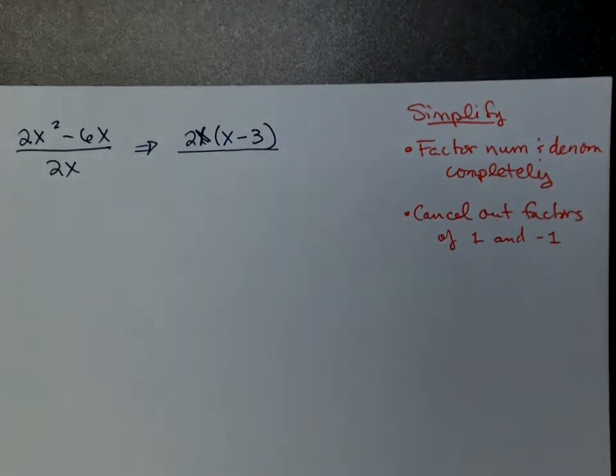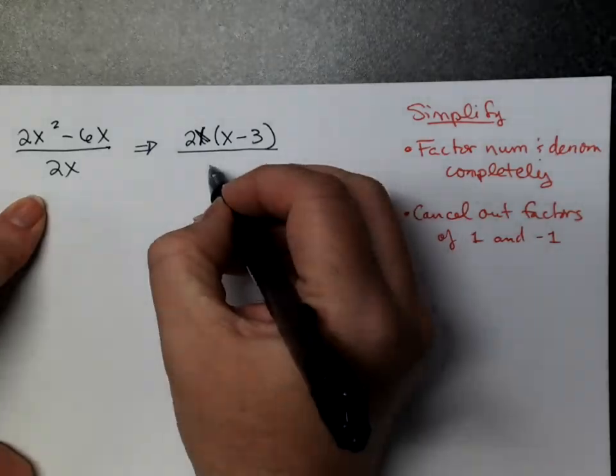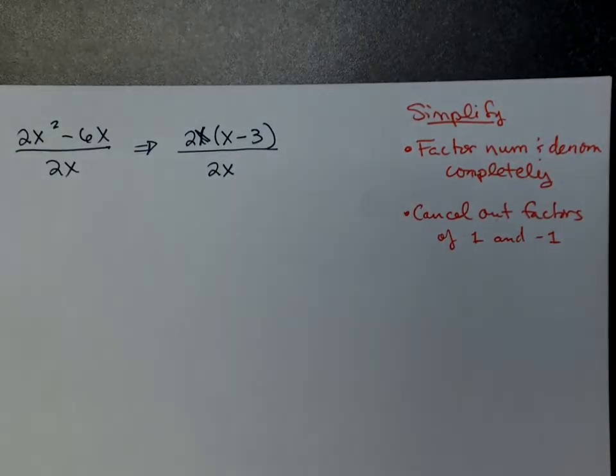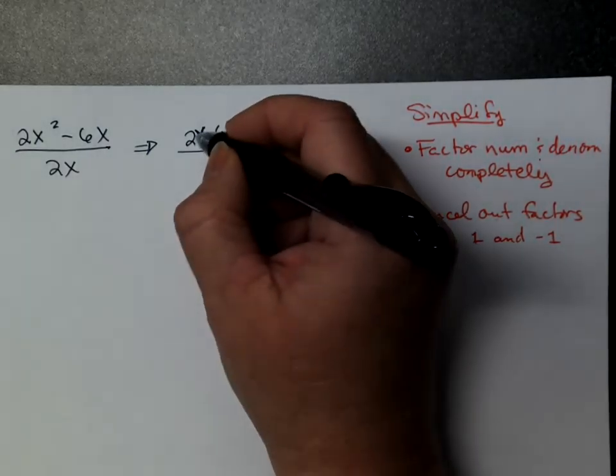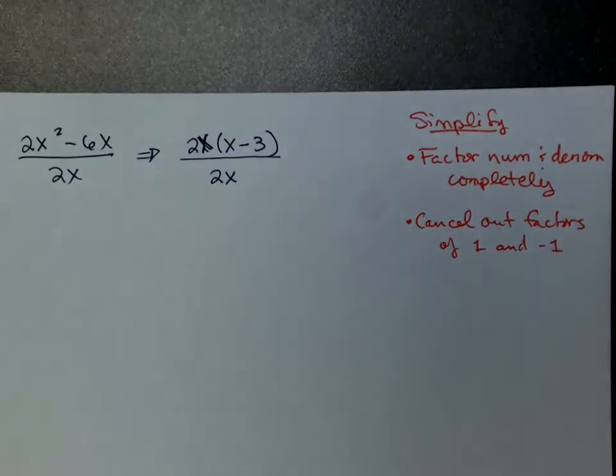Just to show you these different ways of working with rational expressions, I may go a little fast on the factoring. I'm happy to answer questions, but understand that your goal is to get fluent with that factoring. On the bottom, I've got a 2x. There's nothing to factor there, so you're done. Now I cancel out factors of 1.